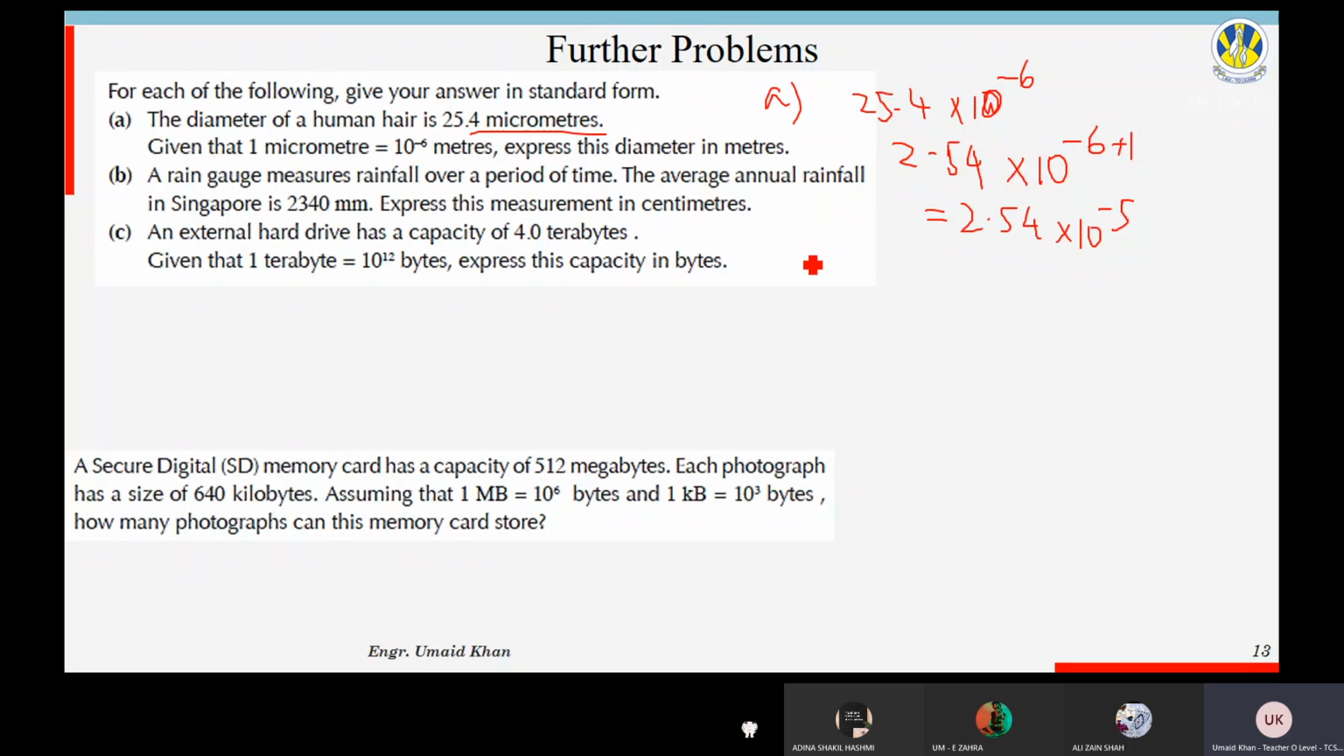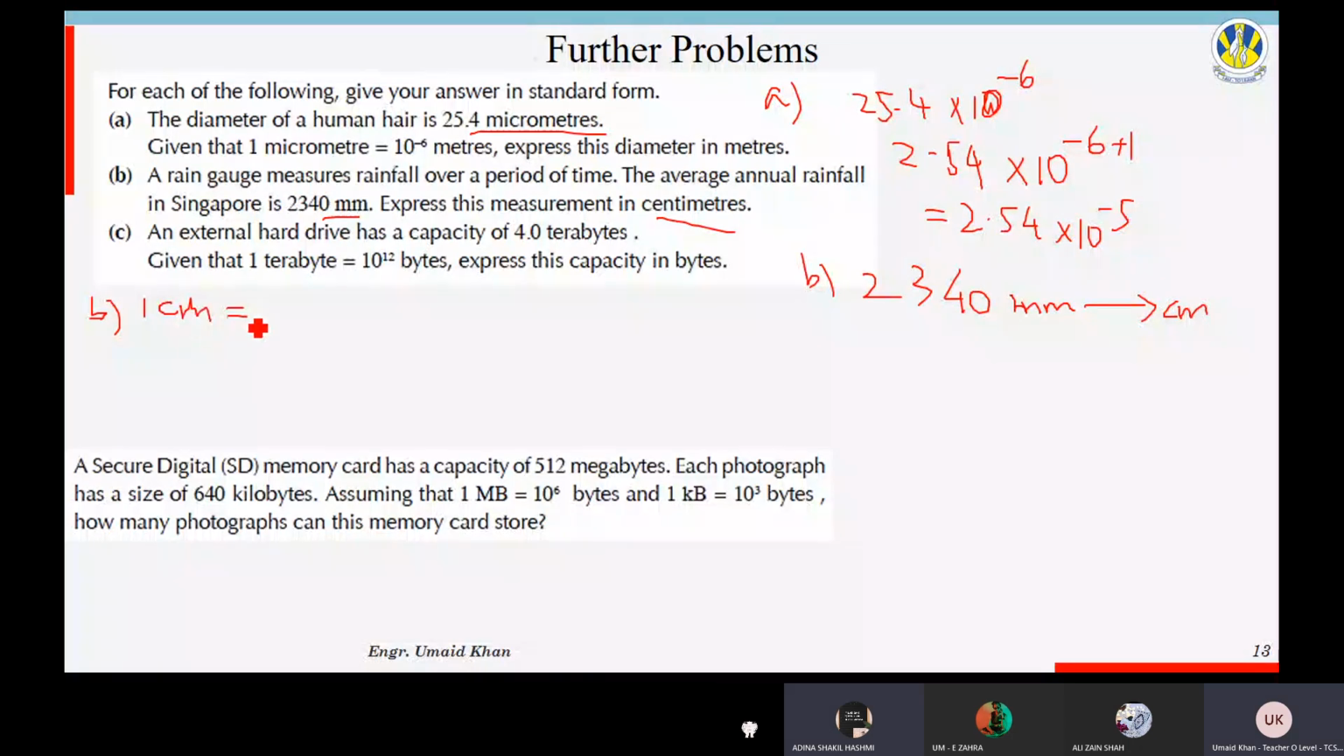Okay, next part B. It is written that a rain gauge measures rainfall over a period of time. The average rainfall in Singapore is 2340 millimeters. Express this measurement in centimeters. So it is 2340 millimeters. So how do I convert it to centimeters? Adina, do you know the conversion? You have to convert it into centimeters. This is in millimeters. We'll multiply by 100. No, sir, divide by 100. Divide.